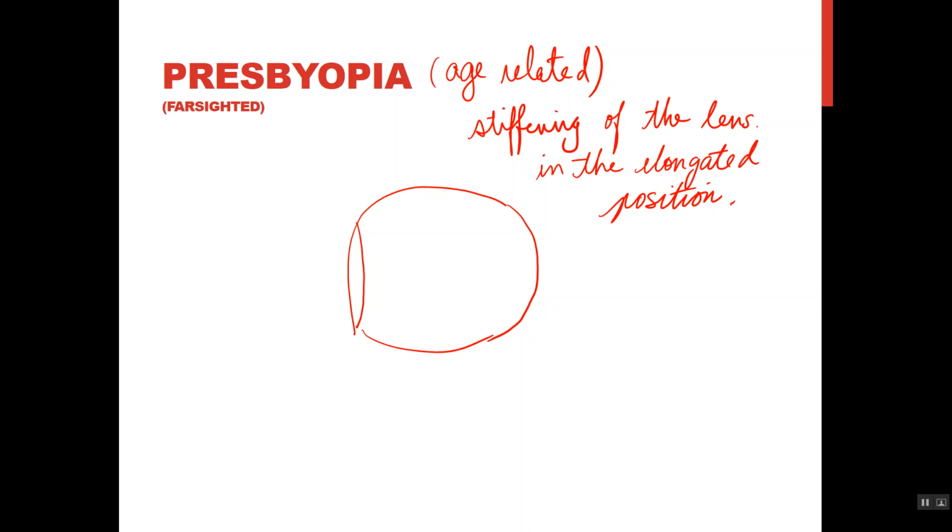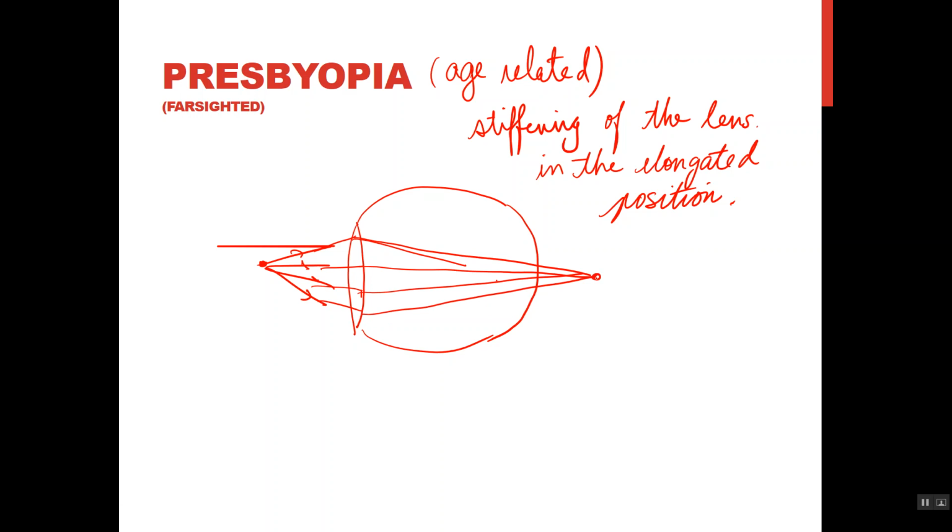So in this case, if the lens is elongated, it can't converge in time. So if I'm looking at an object that's close, your lens has lost refractive power, and you cannot converge the rays enough to converge behind the eyeball. You get blurry vision when you're looking at close things.